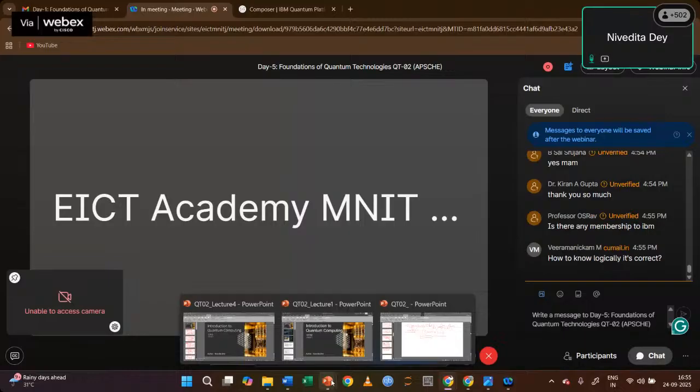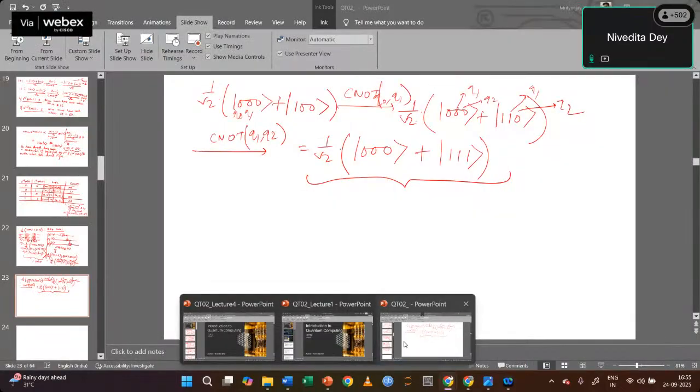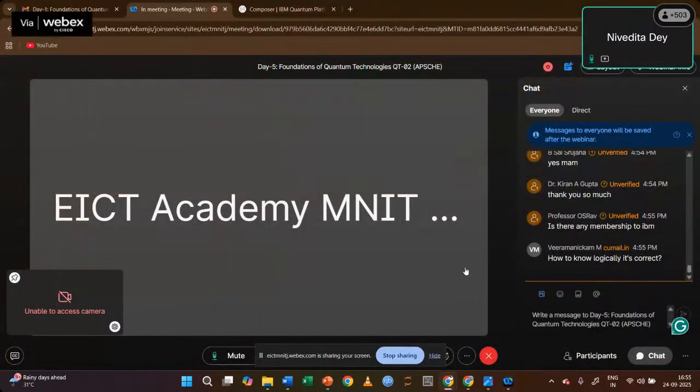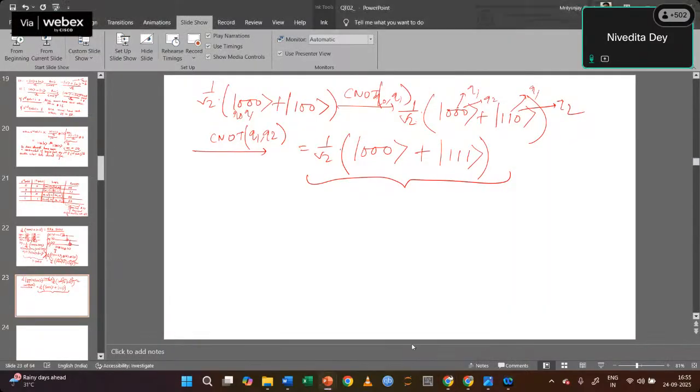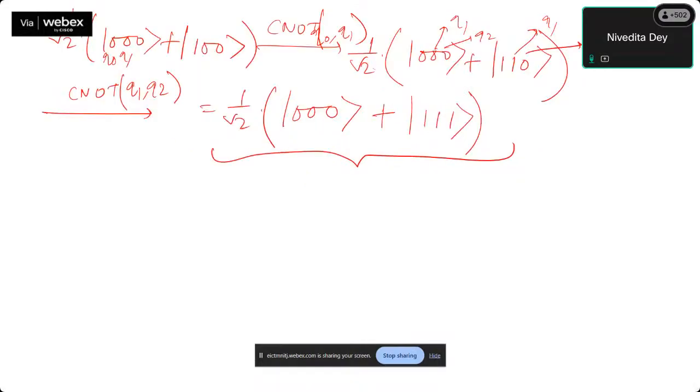How to know logically it is correct? In order to know that, first of all, you have to rely on IBM that they are providing it correctly. Second, you can also verify it mathematically from any arbitrary example. Let me show you one example at least so that you have a better understanding of how you can validate it.